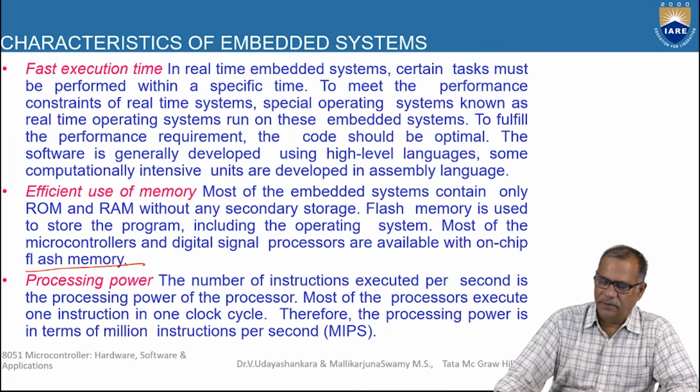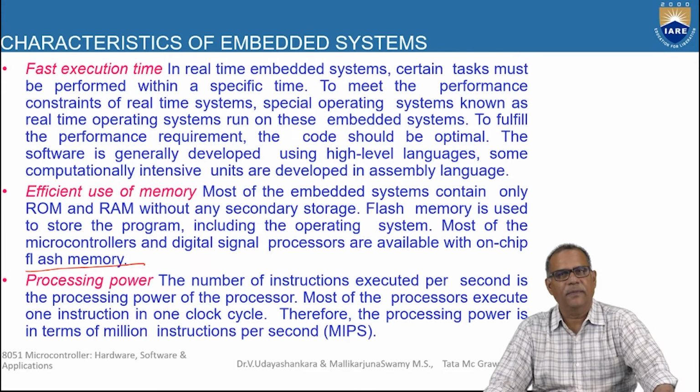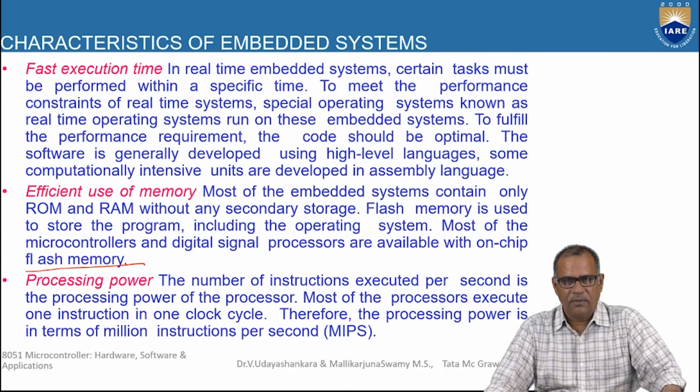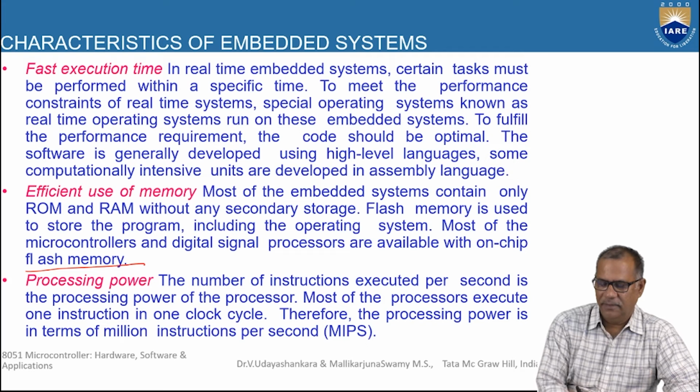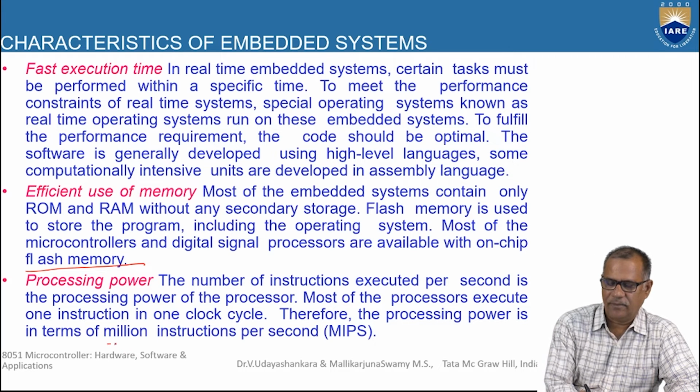Now, processing power. The number of instructions which are executed per second is called the processing power of the microcontroller. And most of the processors execute one instruction in one clock cycle. As I mentioned, the processing power is mentioned in terms of MIPS. MIPS is million instructions per second.